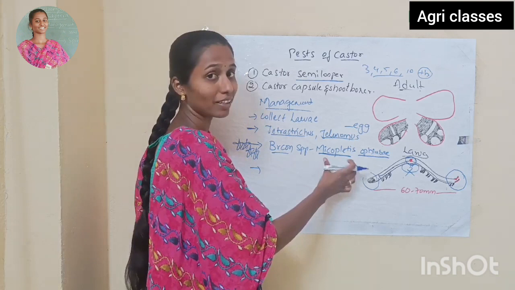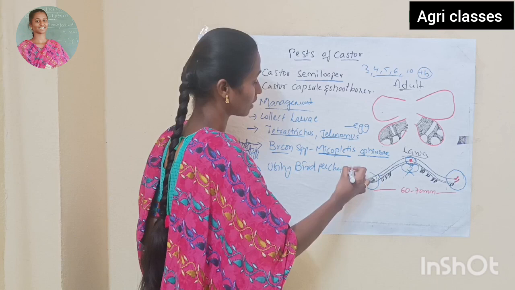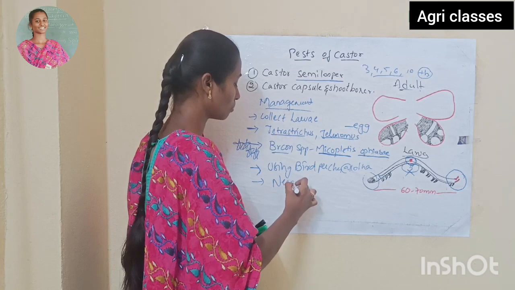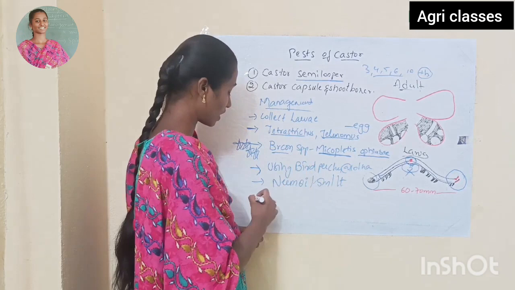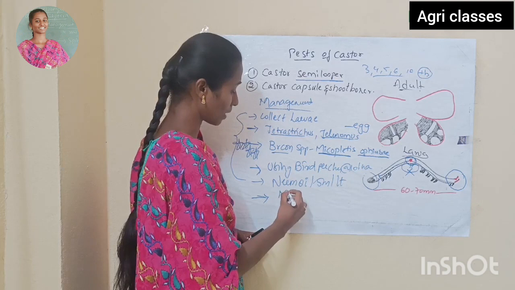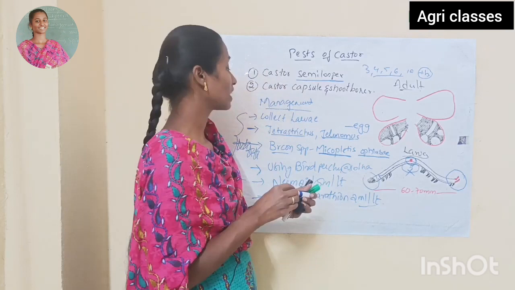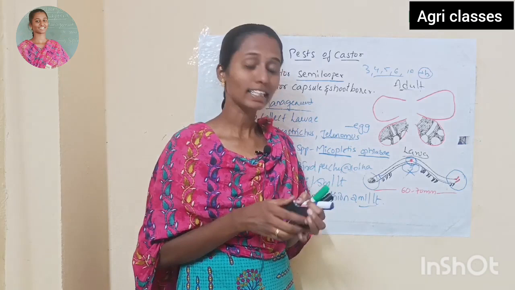Then next thing, erecting bird perches at the rate of 10 per hectare, or we can also use neem oil spray at the rate of 5 ml per liter water. Otherwise, if with these practices we can't control the pest, then we will go with chemical practices. We can use methyl parathion 2 ml per liter water. So overall, this is the management of the castor semilooper.